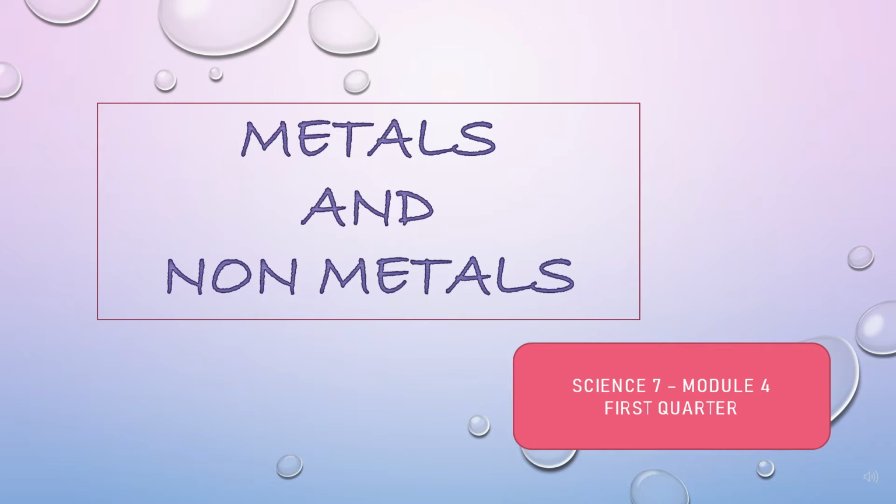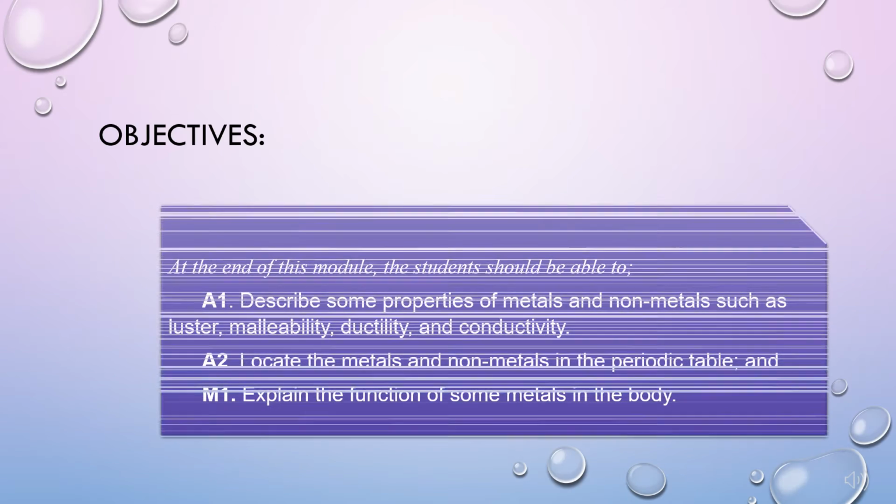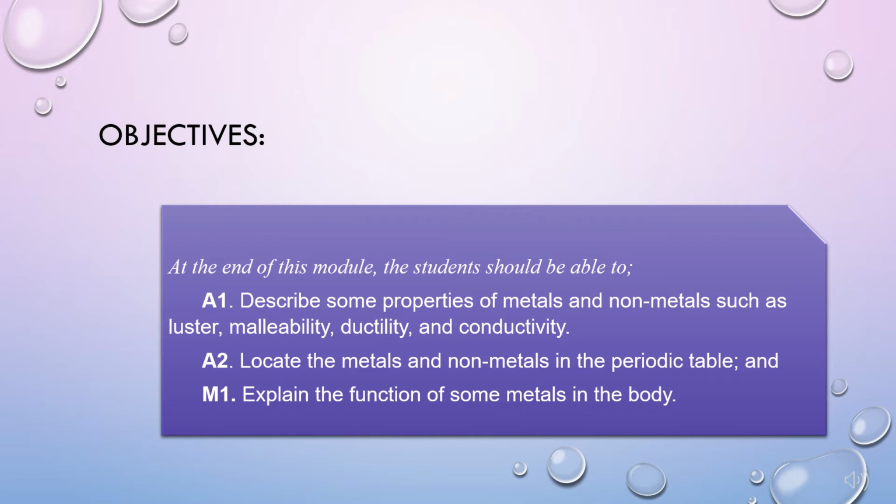So please tune in as we are going to discuss about metals and non-metals. At the end of this lesson, we should be able to attain the following objectives. First, describe some properties of metals and non-metals such as luster, malleability, ductility, and conductivity. Second, locate the metals and non-metals in the periodic table. And third, explain the function of some metals in the body.